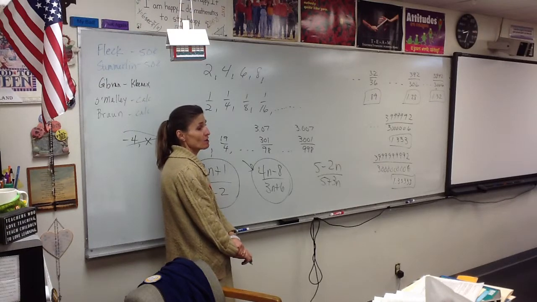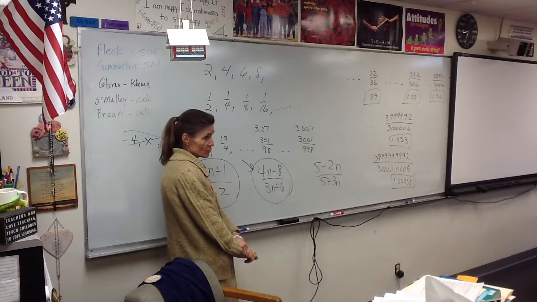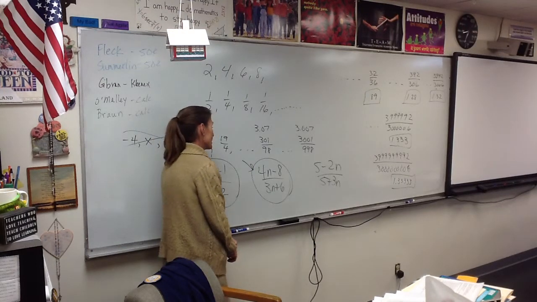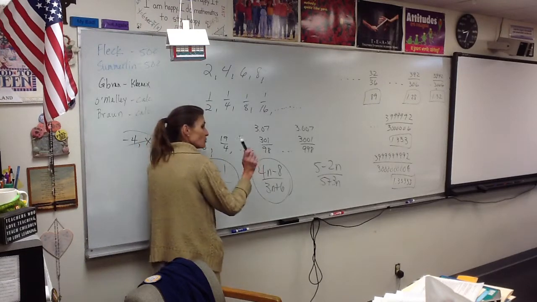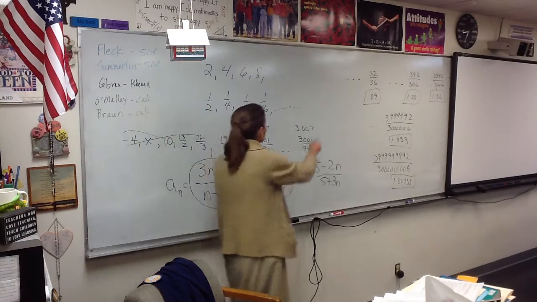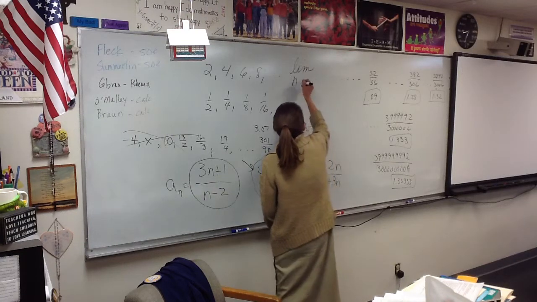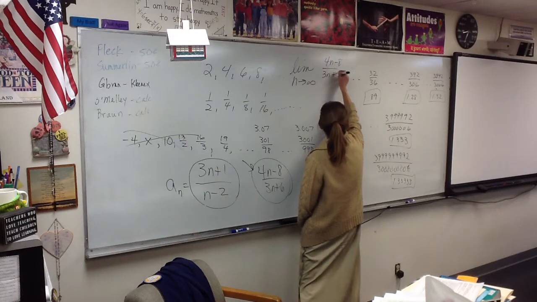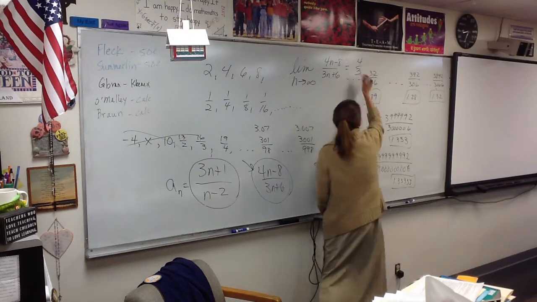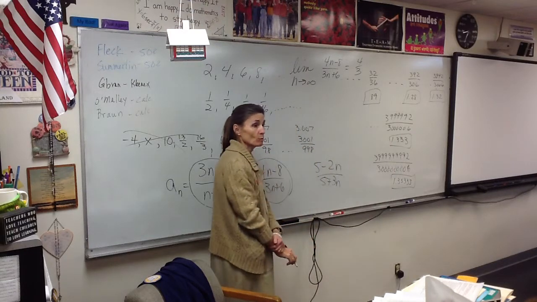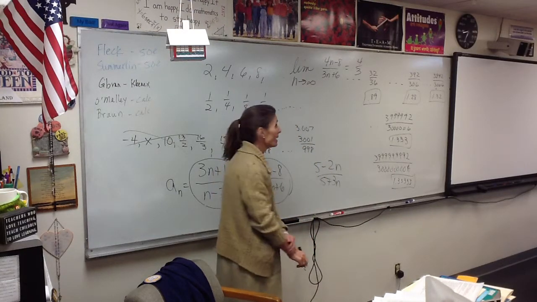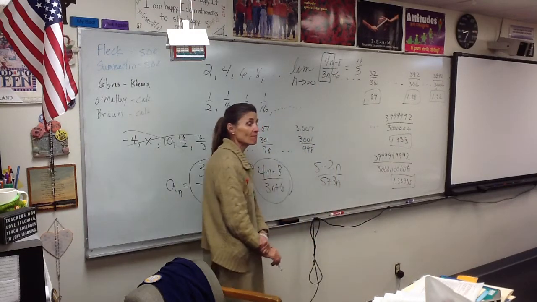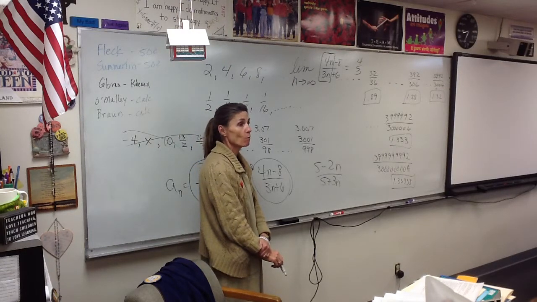Oh my gosh, she has discovered the trick. I could have told you from the beginning that the limit as n approaches infinity of (4n minus 8) over (3n plus 6) is 4/3, 1.3333. How do I know that? Because I looked at these coefficients, and that fraction reduces to 4/3.